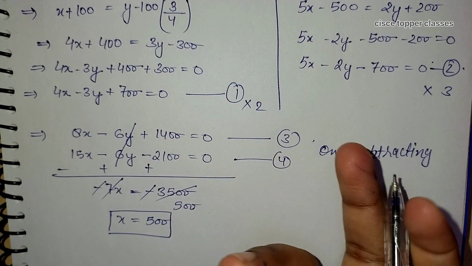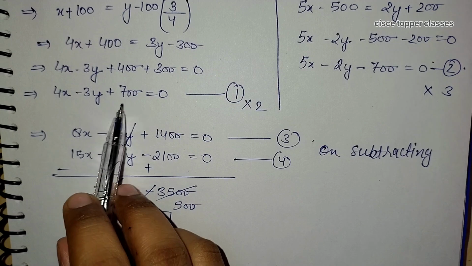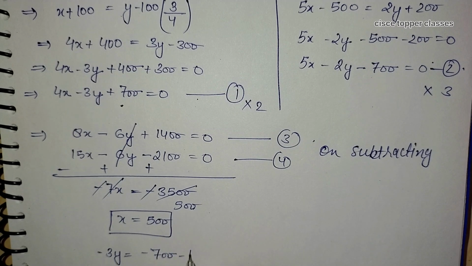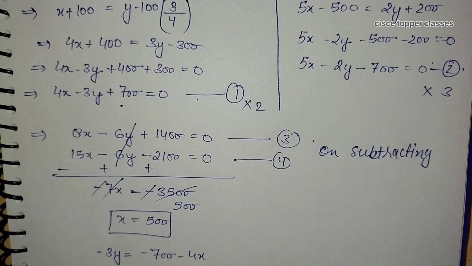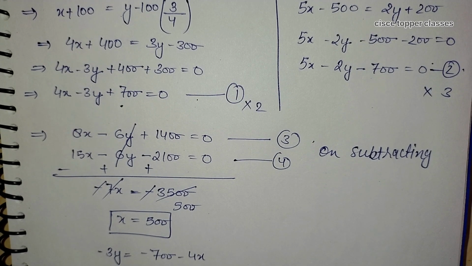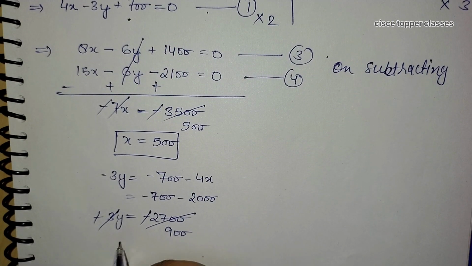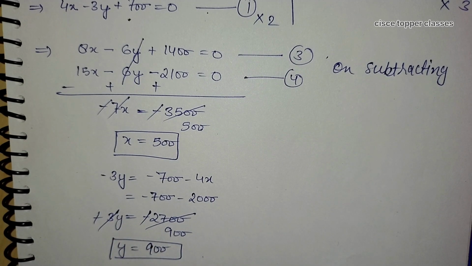Now we have to find the value of y. So by putting in the first equation, we can find the value of y. So minus 3y equal to minus 700 minus 4x. So minus 700 minus 2000 equal to minus 2700, and this minus minus will be cancelled out from here, so it will be 900. The amount which B has is equal to 900. So this is the final answer.